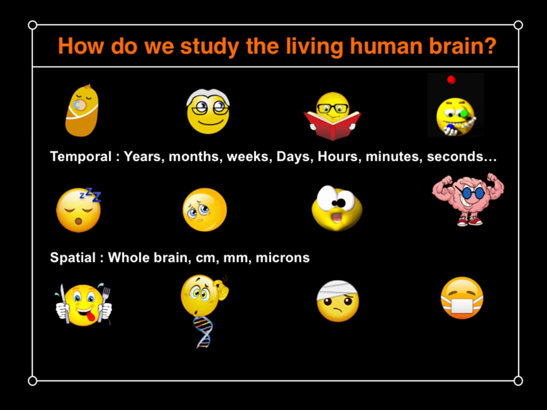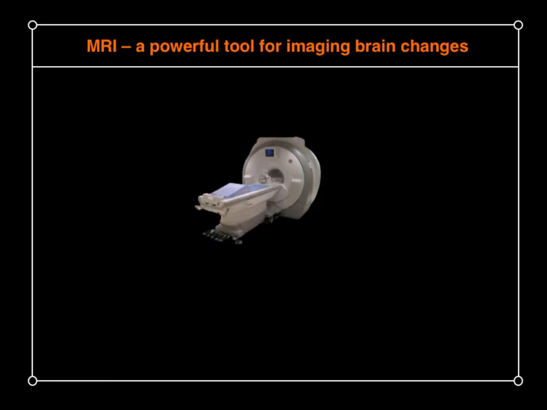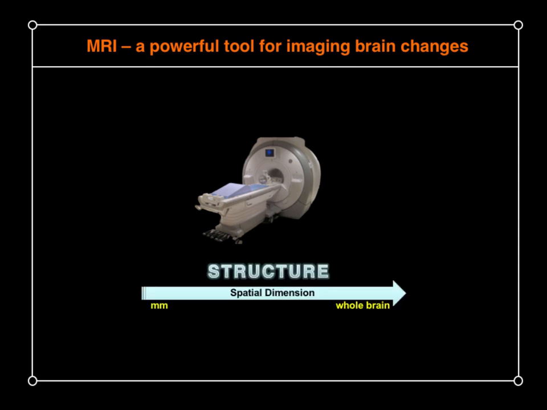There's also the spatial dimension, the scale of the changes. You can have changes at the whole brain level, which would be the case with a developing infant's brain. Or it could be at the level of certain cortical or subcortical structures. It could be at the scale of millimeters or microns. What's really powerful about the MRI is that it allows you to map these structural changes on the scale of millimeters to whole brain. You have a really nice span.